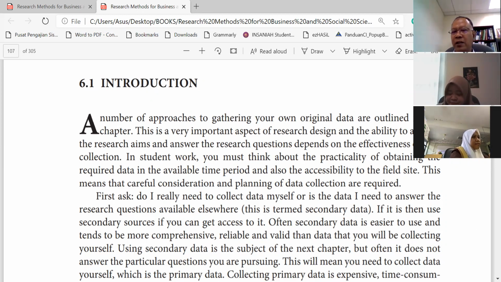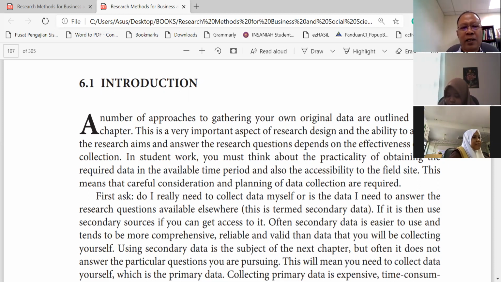The advantage of primary data is you collect the data yourself, and then you are able to collect the data that will fulfill or meet your objectives. The disadvantage is that it costs you some time and money in order to collect the data yourself.